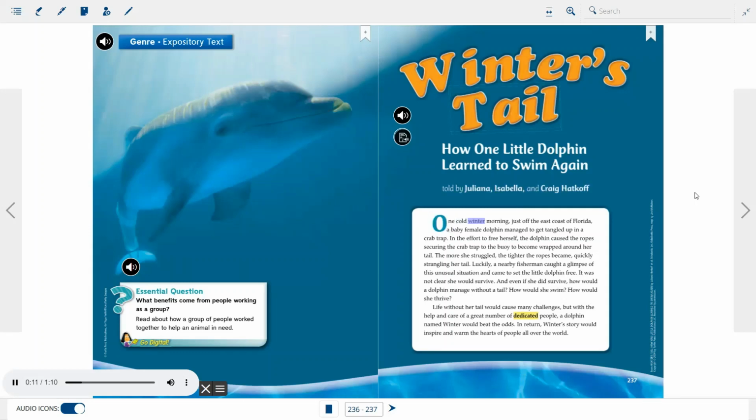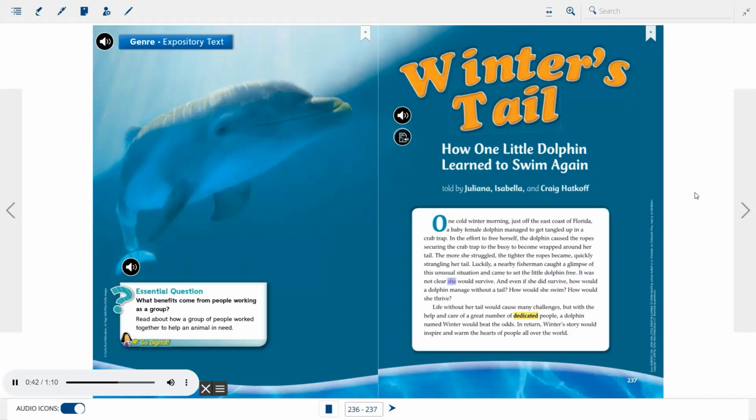One cold winter morning just off the east coast of Florida, a baby female dolphin managed to get tangled up in a crab trap. In the effort to free herself, the dolphin caused the ropes securing the crab trap to the buoy to become wrapped around her tail. The more she struggled, the tighter the ropes became, quickly strangling her tail. Luckily, a nearby fisherman caught a glimpse of this unusual situation and came to set the little dolphin free.